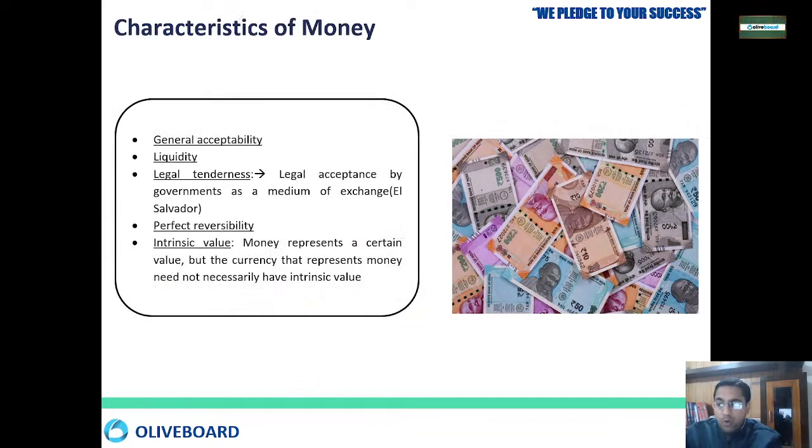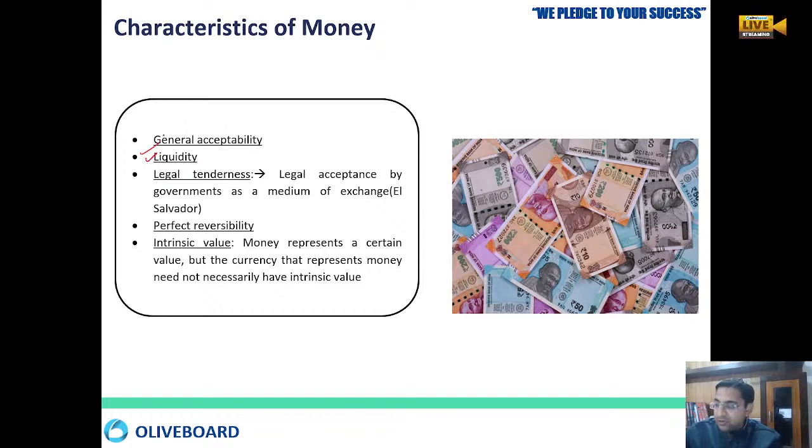So money refers to liquid assets. What are the characteristics of money? What are the characteristics of money? General acceptability. Like if I give you 10 rupees, you will take it. If I give you 1,000 rupees, you can take it. If I give you a coin, you will take it. Why will you accept a coin? Why will you accept that paper? If I give you a paper on which 200 rupees is written, why will you accept it? That means it has some kind of acceptability in the market. So that is why money has general acceptability. Then it is highly liquid.